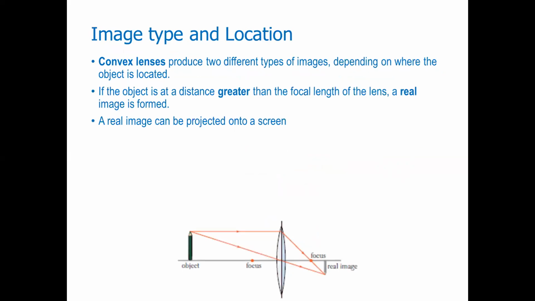Now, image type and location. How can we find out the image and location of the object? Convex lenses produce two different types of image depending on where the object is located. If the object is at a distance greater than the focal length of the lens, a real image is formed. A real image can be projected onto a screen. The figure shows the same thing, the real image produced here and the object.